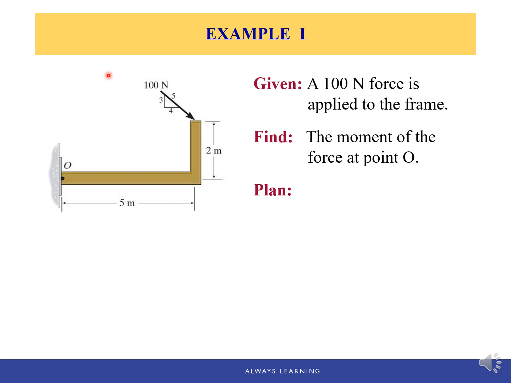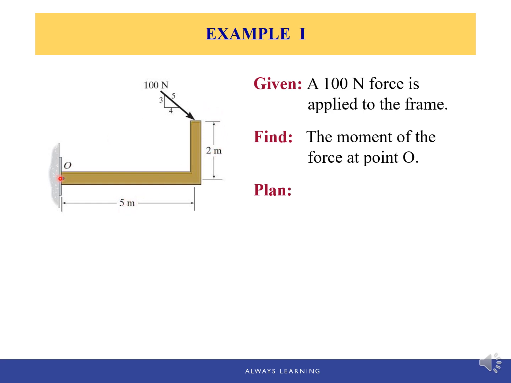First of all, if we take a look at this problem, everything fits into the sheet of paper, or it is a 2D problem. So I'm going to choose using the scalar formulation to calculate the moment about point O. And especially if you have a geometry given like that, you have an L-shaped beam, and we have 5 meters here and 2 meters there.